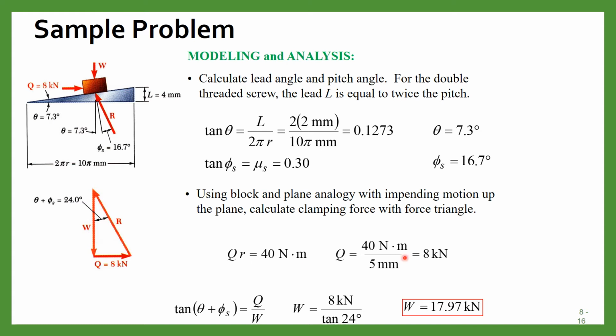So R you know, then from this you can calculate Q. That comes out to be 8 kilonewton, and now this angle is 24 degree. Because this is 7.3 and 16.7, when you add this, that will become 24. So now tan of theta plus phi s will be Q by W. So you can calculate W, which comes out to be 17.97 kilonewton.